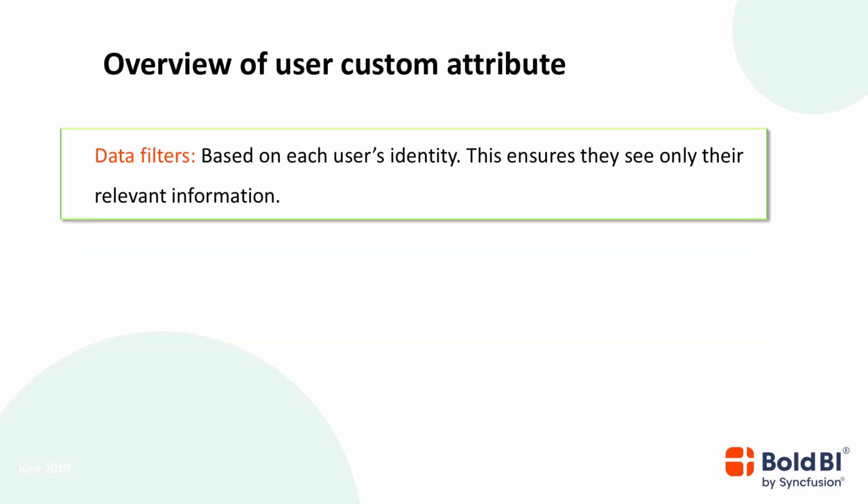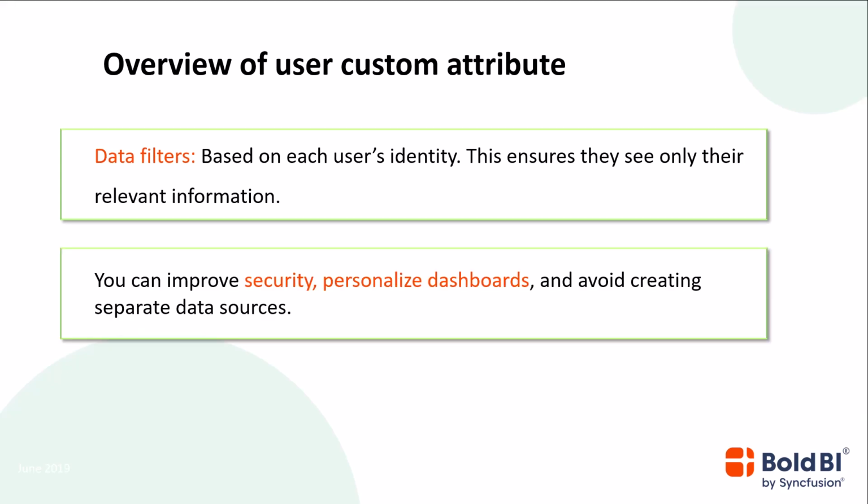For this demo, using user-level custom attributes, the data is filtered based on each user's identity. This ensures they see only their relevant information. We use this to improve security, personalize dashboards, and avoid creating separate data sources for every user.